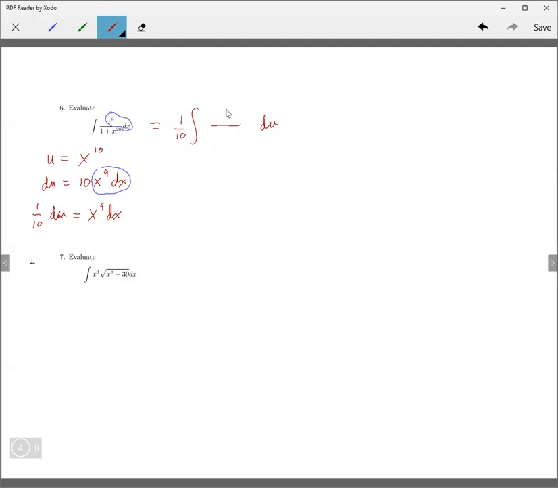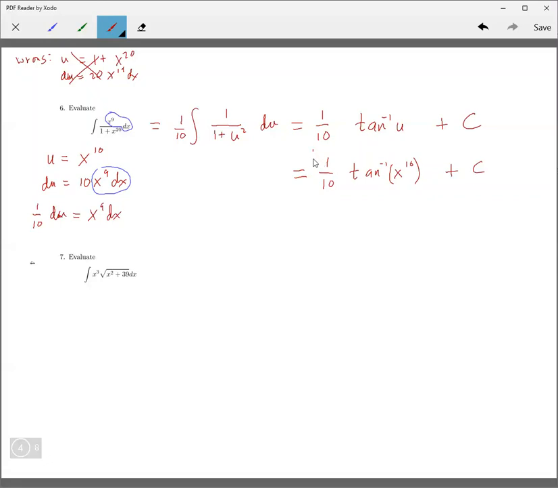And then this inside part becomes 1 plus, so if u is x to the 10th, then this is u squared. Now, if you could see this from the beginning, that would be great. But if not, that's fine. But now you can see that you recognize the antiderivative of this is the inverse tangent of u plus a constant. So you see that right there. Now you substitute the u back, and so you have inverse tangent of x to the 10th plus a constant, and that will be the answer right there.